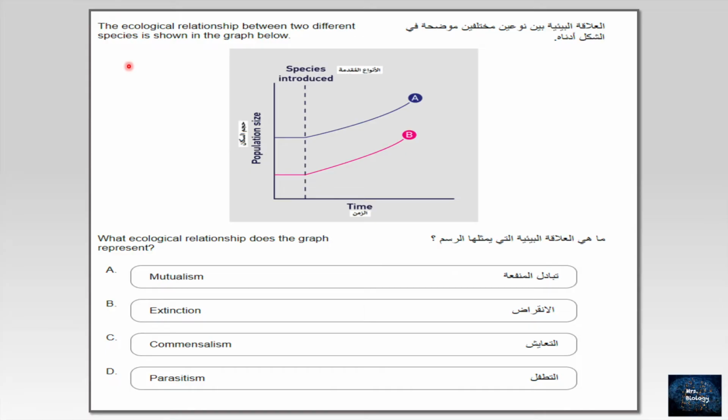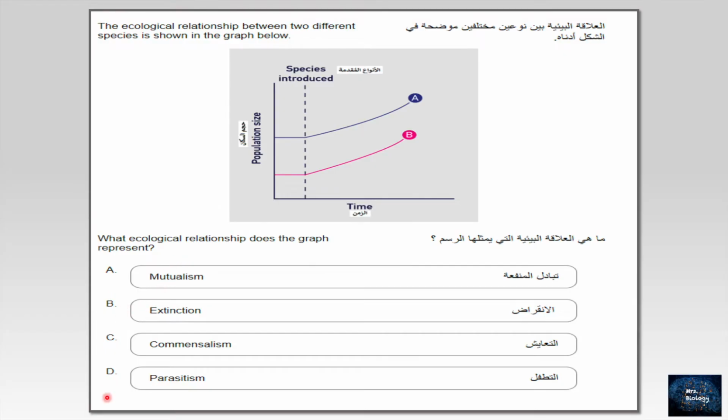Now this question. The ecological relationship between two different species is shown in the graph below. This graph shows us the population size against time for A and B. What ecological relationship does the graph represent?